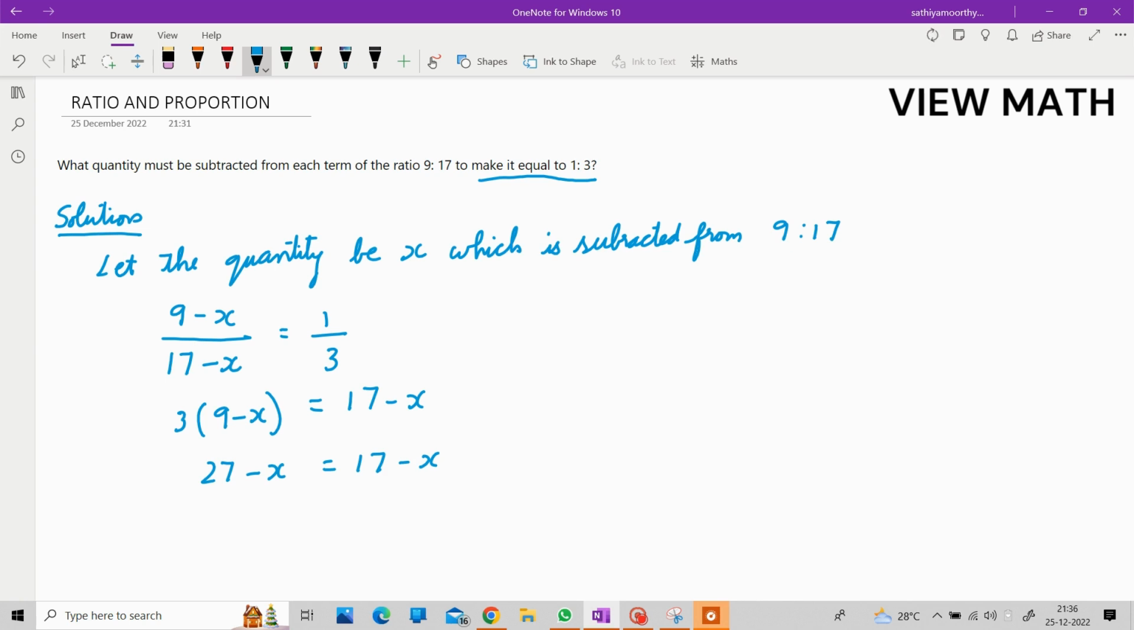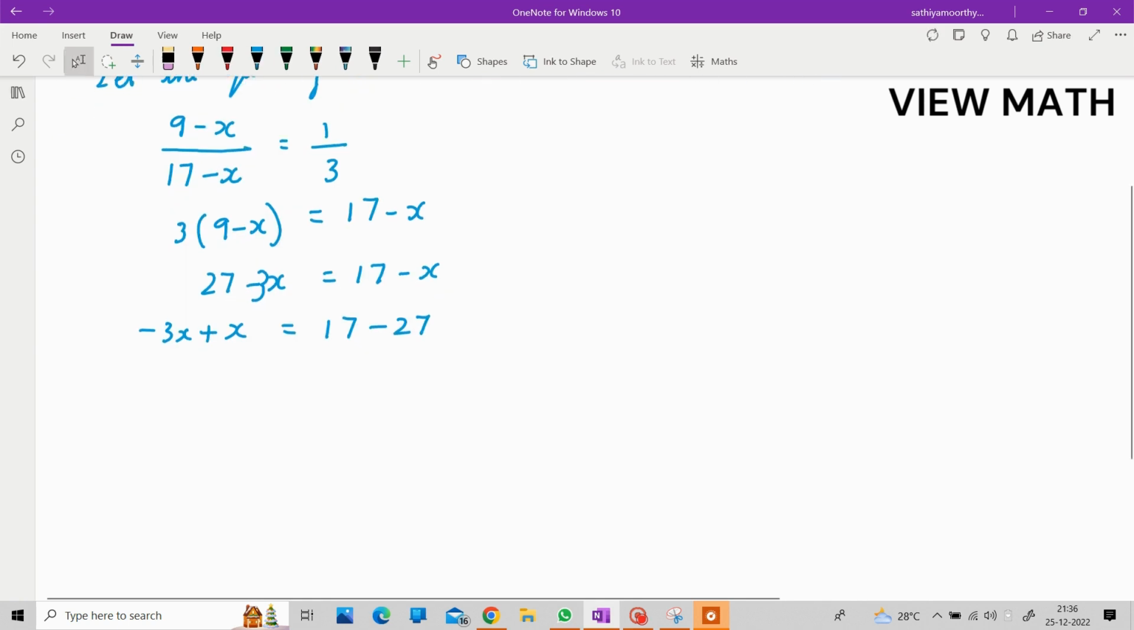Here 3 into 9 is 27 and 3 into x is 3x. Minus 3x: I'm taking this x term to the side, so it becomes plus x, which is equal to 17. I'm taking 27 to the other side, it is minus 27. So let me simplify this. This is equal to minus 2x equal to minus 10.